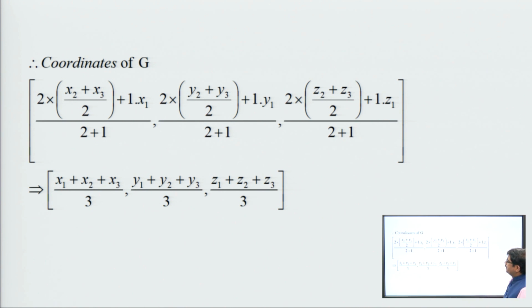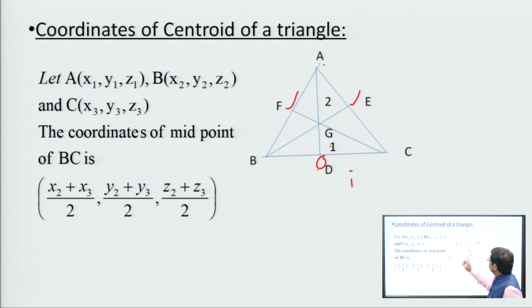In that case, in a similar way, 2 into (y2 plus y3) upon 2 plus 1 into y1, upon 2 plus 1, and 2 into (z2 plus z3) upon 2 plus 1 into z1, upon 2 plus 1. After simplification, we get (x1 plus x2 plus x3) upon 3, (y1 plus y2 plus y3) upon 3, (z1 plus z2 plus z3) upon 3. This is the centroid G, that is the sum of all entries upon 3.